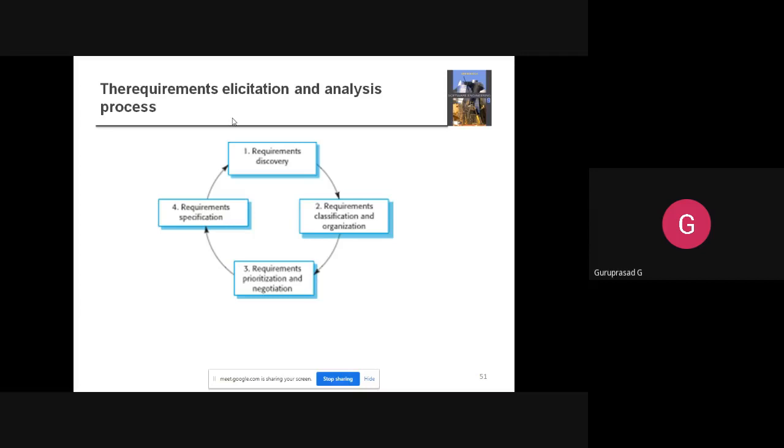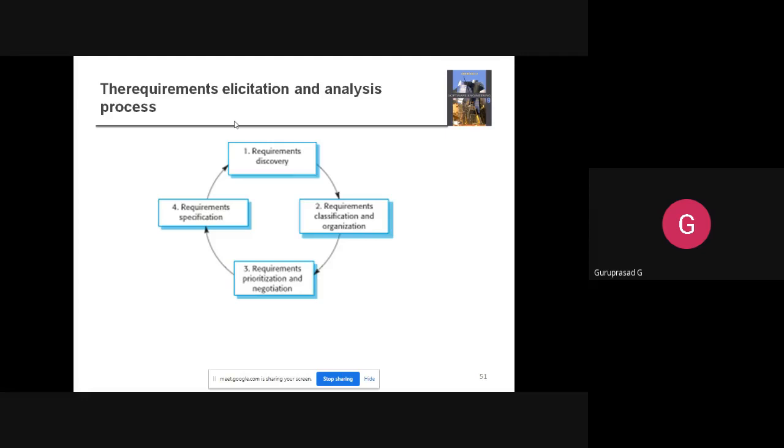The third one is to identify which requirement is more important and which is less important. If the requirements have conflicts, we need to resolve them. And the last one we call requirement specification, where the requirements are documented. Again, I told you we need to follow the standard format. So these are the 4 activities of requirement elicitation and analysis. Each one we are going to take in detail.